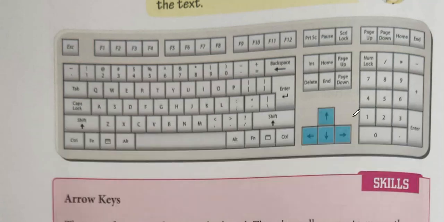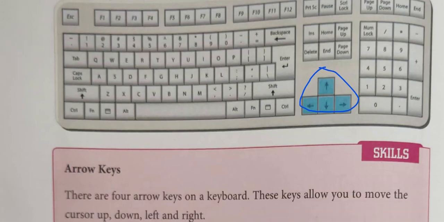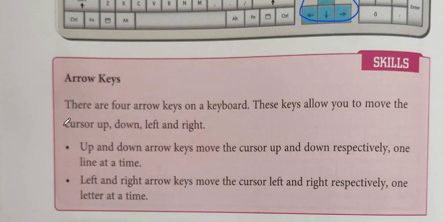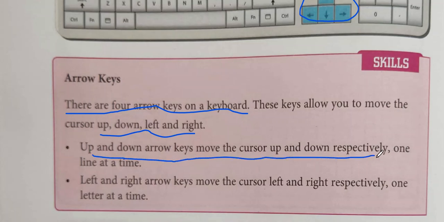So these are the arrow keys on the keyboard. Please underline the function of arrow keys. How many arrow keys are there? There are 4 arrow keys on the keyboard. These keys allow you to move the cursor up, down, left and right. Up and down arrow keys move the cursor up and down respectively, one line at a time. Left and right arrow keys move the cursor left and right respectively, one letter at a time. So the arrow keys are used to move the cursor within the text document.